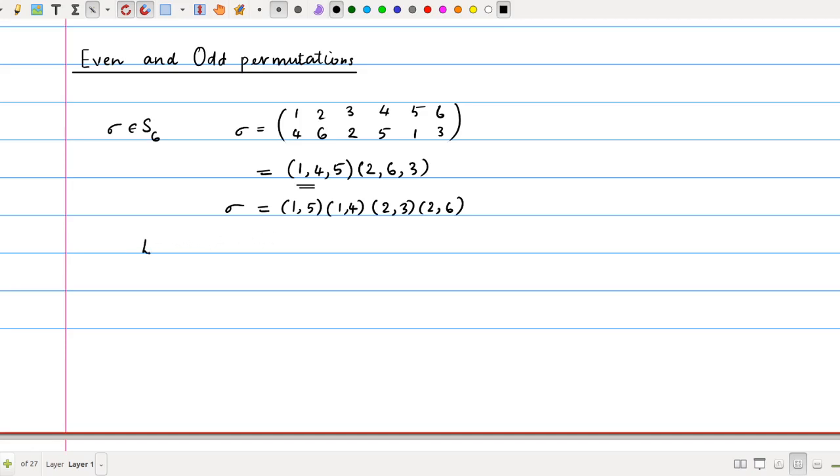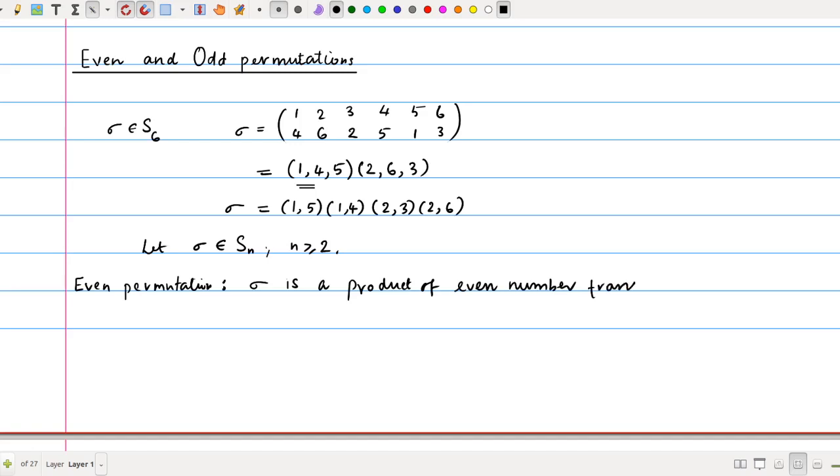Okay, so if we start with sigma belonging to Sn, where n is greater than or equal to 2, obviously, otherwise we cannot consider transpositions. So if you consider a permutation in Sn for n greater than or equal to 2, then you can define an even permutation. What is an even permutation? An even permutation is nothing but sigma being a product of an even number of transpositions. Transpositions means 2-cycles. And now we can define an odd permutation.